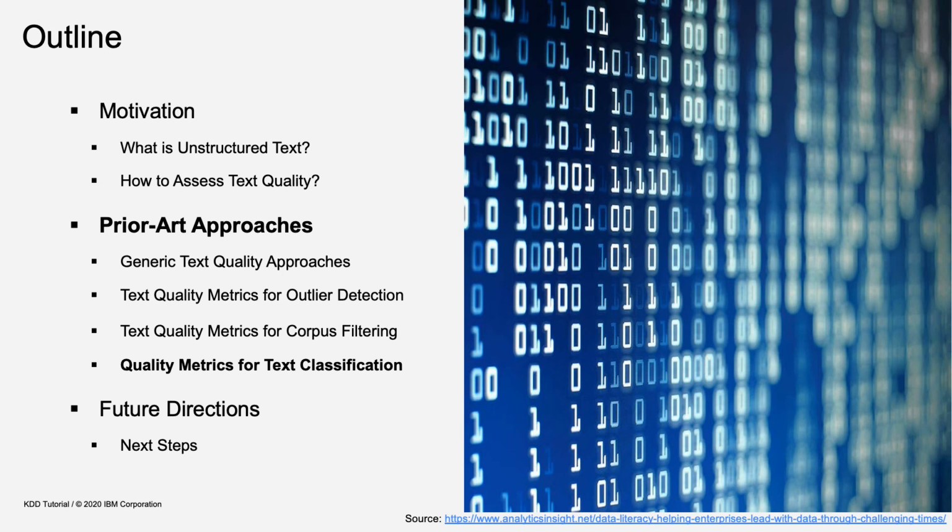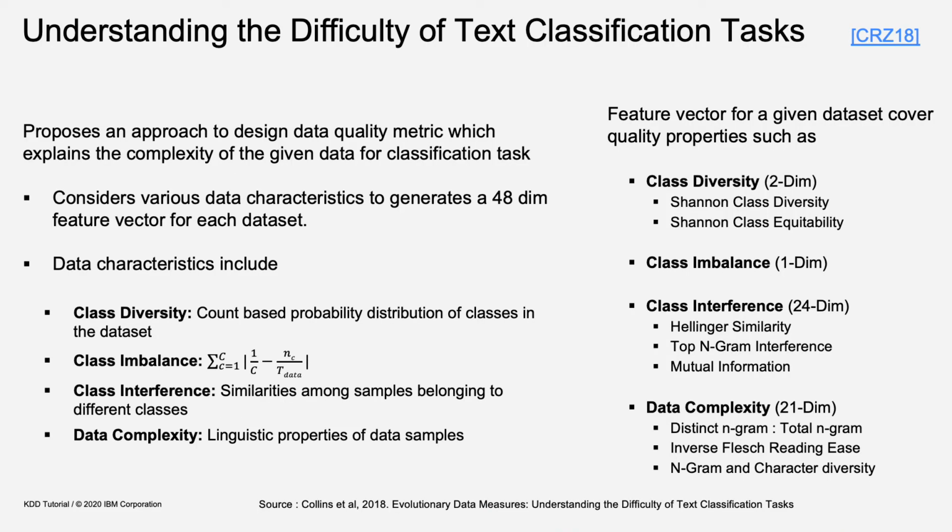Now that we have seen various quality metrics for quantifying quality of given text data, how do we know what is the right combination of metrics to understand the complexity of a dataset for a classification task? The next paper attempts to solve this exact problem. The paper is titled Understanding the Difficulty of Text Classification Tasks by Collins et al.